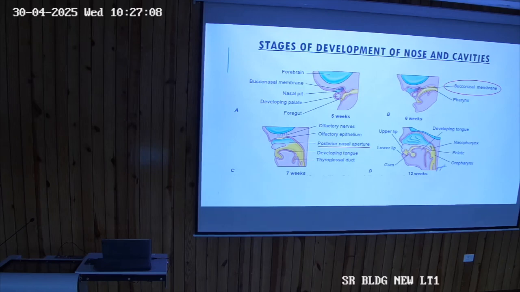So there is again communication. Now there is this developing palate. Right now it is in the form of premaxilla. There is palatine process here in the center. It is going to develop again posteriorly, and it is going to form floor of the nasal cavity. So floor of nasal cavity is what? Hard palate or palate. Okay. So when development of palate gets complete, floor of the nasal cavity is formed, which separates the nasal cavity from the oral cavity.